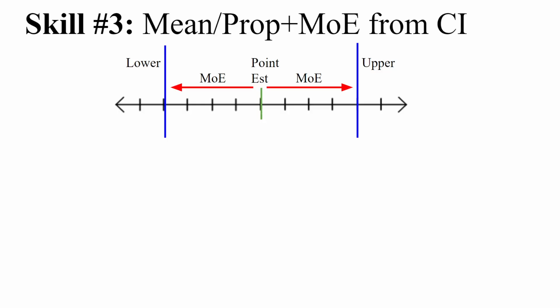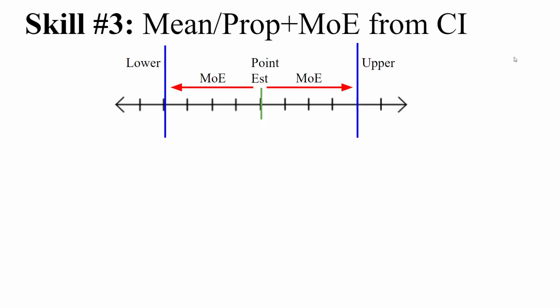Okay, everybody, skill number 3 is mean/proportion and margin of error from the confidence interval. So everything we just did, we're going to do it in reverse. I've only seen this tested maybe once on the SAT, but again, it's such a quick thing to go over, and you never know. A lot of you guys can probably figure this out using just intuition, but maybe this will help.